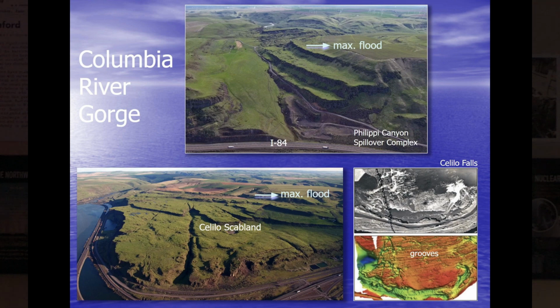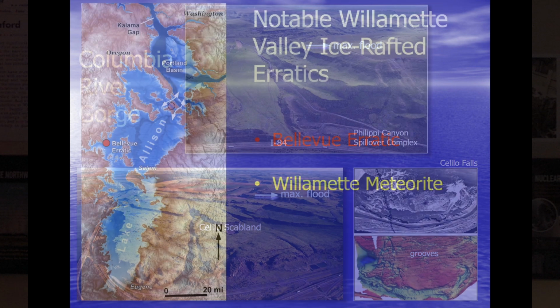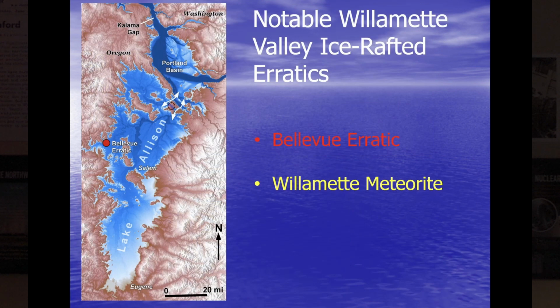Okay, so now we've gone through the gorge. We're going to go down into the Willamette Valley. And when the floods came down the gorge, they entered the Portland Basin and spilled south. A lot of the water went straight north through the Kalama Gap, which was another constriction, causing the water to back up behind Kalama Gap because all the water couldn't go through at once. So the water backed up into Lake Allison all the way down to Eugene.